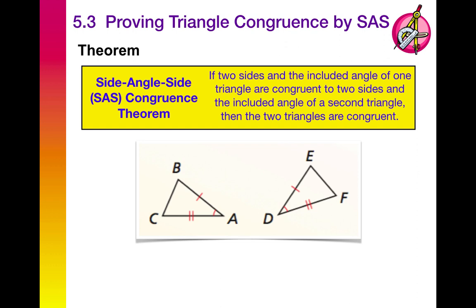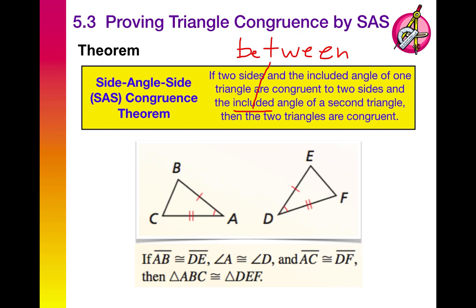So if we can just show a side and another side of two triangles are congruent and the included angle, and when I say included, I mean the angle that's between. So you can look at included meaning between, then the two triangles are congruent. This is a very powerful theorem. This is another way that it could be stated.